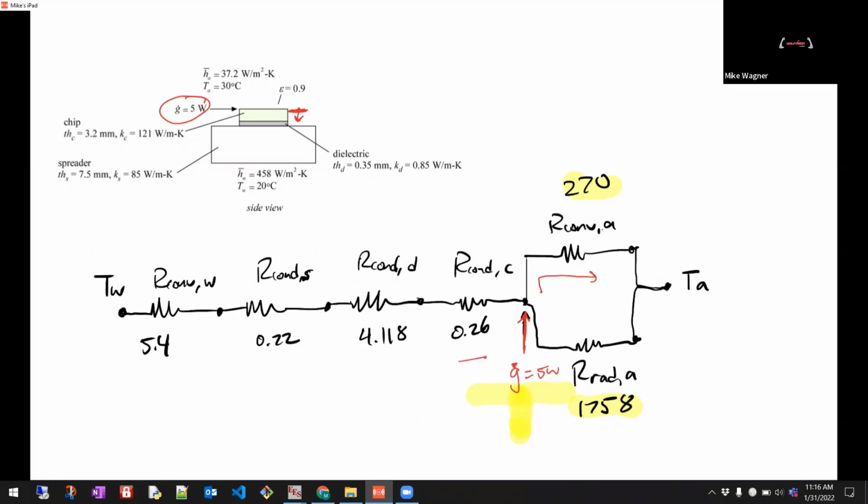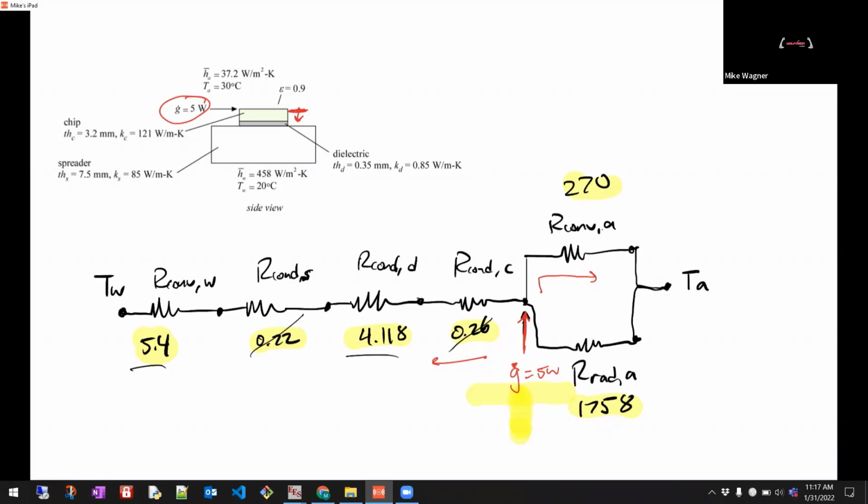The other thing is, what about the heat that could go to the left? Well, we have over here these different resistances in series: 5.4, 4.18. You can basically say, okay, I'm pretty much going to neglect what's happening here in the spreader. Like the conduction in the spreader, it's a really conductive material, so it doesn't really affect things that much. Conduction through the chip is also pretty small. So really we're dominated by convection to the water and conduction through the dielectric.